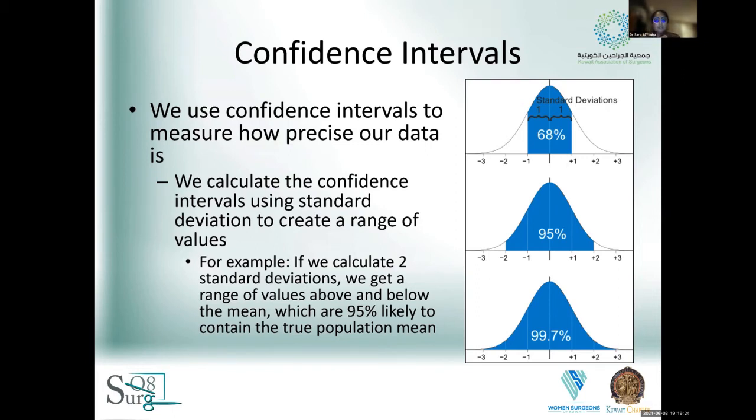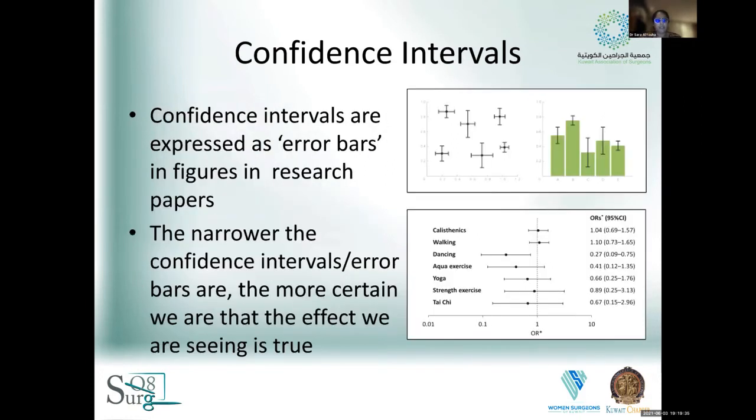And, you know, if you audit lots of research papers, sometimes they forget to include this, but it's really, really important. We'll talk about a lot more why. And confidence intervals in research papers are usually expressed as error bars, okay? I put some examples here.